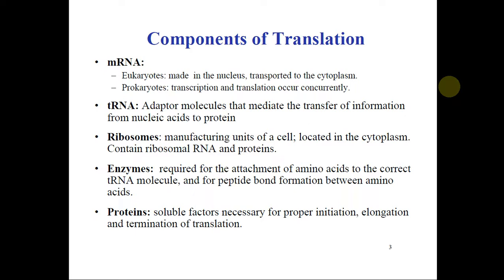Enzymes required for translation include the one which charges tRNA. Charging means attaching an amino acid to the tRNA, and the other enzyme is for peptide bond formation between amino acids. Then there are the proteins, which are soluble factors necessary for proper initiation, elongation and termination of translation.